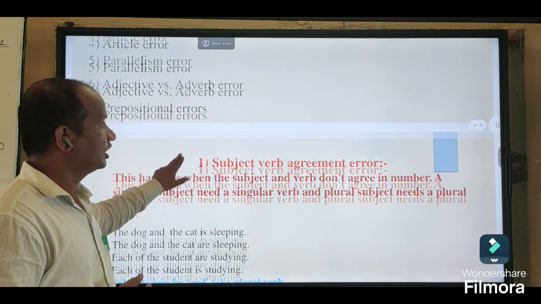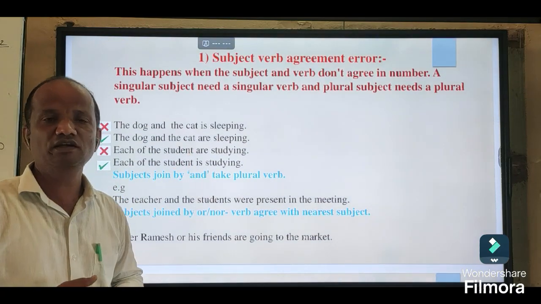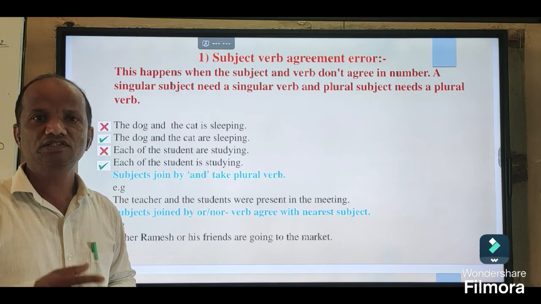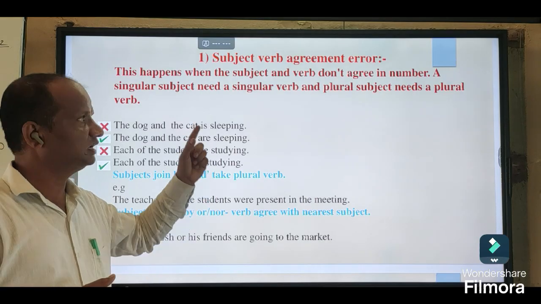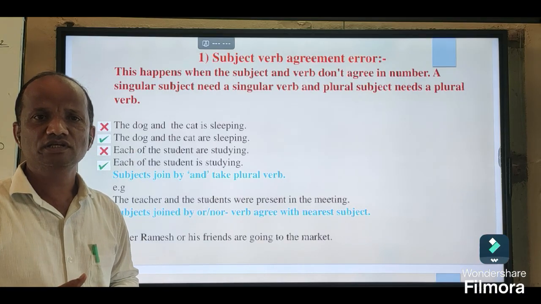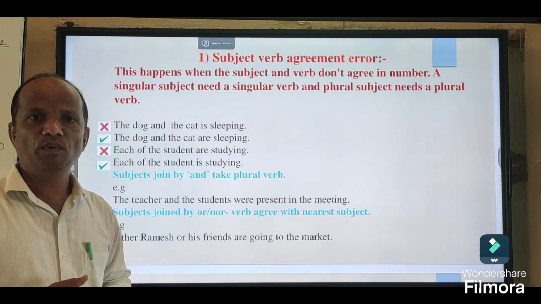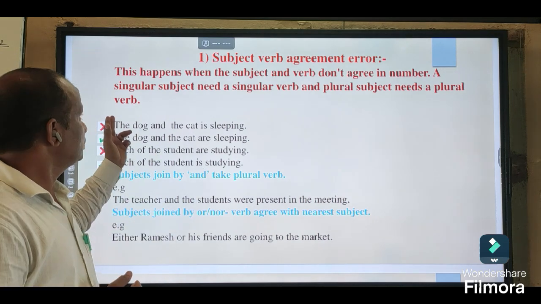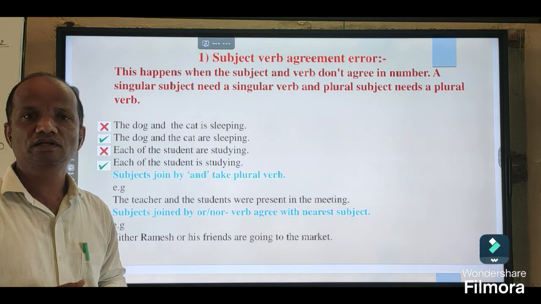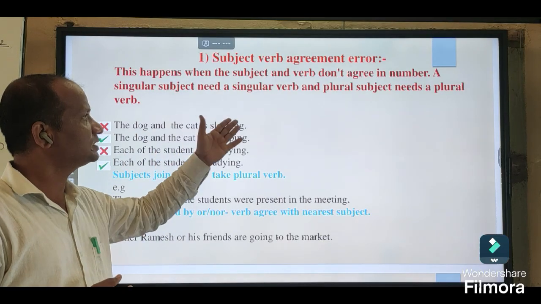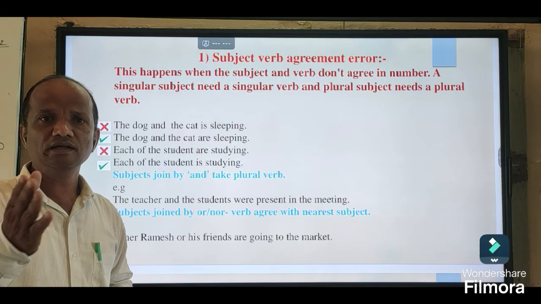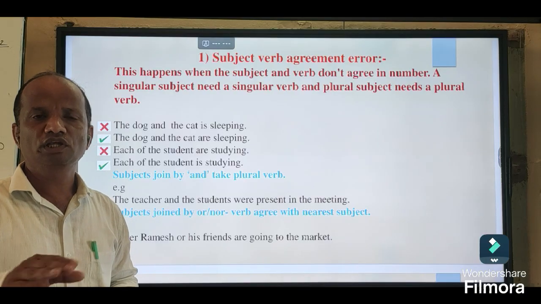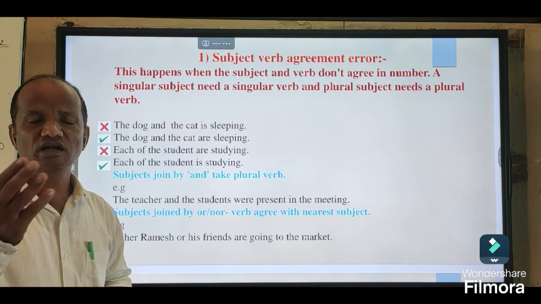The first and most common error in the sentence is subject verb agreement error. Subject verb agreement error happens when the subject and verb don't agree in number or case. Our rule says that a singular subject needs a singular verb and a plural subject needs a plural verb. But when that agreement is not followed in the given sentence, this error occurs.